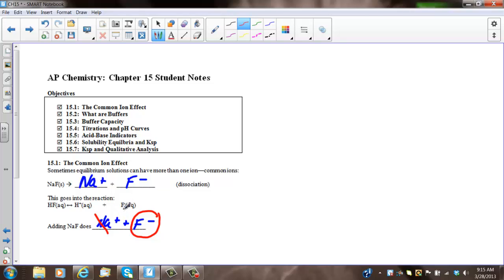So what that in turn does is increase the concentration of F minus, and that's going to cause an equilibrium shift to the left, favoring the reverse reaction. So F minus and H plus would be colliding more and combining to make more HF aqueous.